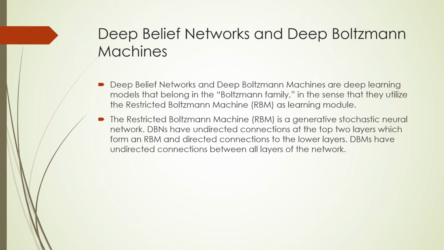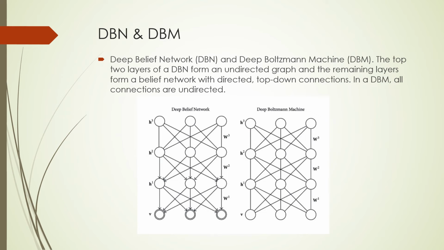Deep belief networks and deep Boltzmann machines. These networks are deep learning methods that belong to the Boltzmann family, in the sense that they utilize the RBM as a learning module. The RBM is a generative neural network. It has undirected connections at the top two layers, which form an RBM, and directed connections to the lower layers. A deep Boltzmann machine has undirected connections between all layers of the network. In a deep belief network, the top two layers form an undirected graph, and the remaining layers form a network with directed top-down connections, while in the DBM all connections are undirected, as we can see in the image.